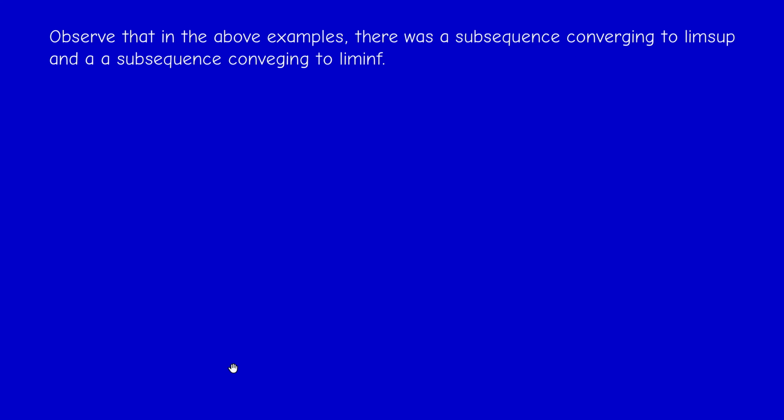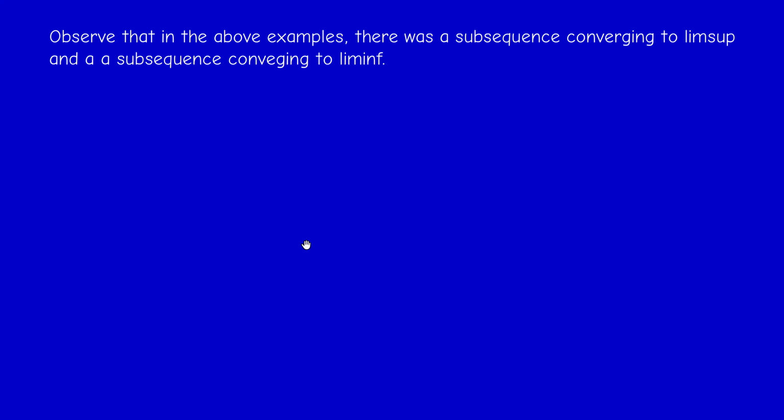Okay, now we move to our main result in this video about some properties of limsup and liminf. We already observed in the examples that there was always a subsequence of the sequence converging to limsup and a subsequence converging to liminf. Now, this is not a coincidence. It's a general fact, actually. And in some sense, the limsup is the biggest element such that there exists a subsequence converging to it. Okay, so this is what we shall explore.